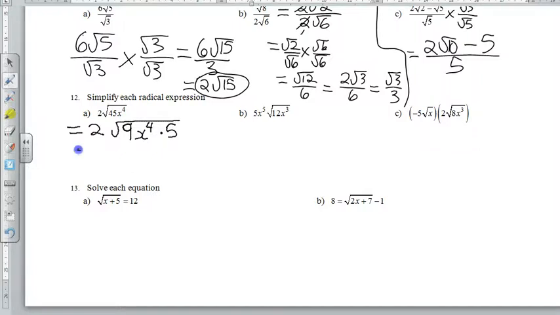So now I'm going to split that out too, and I'm going to write the stuff that has a square root separate. So I'm going to write it as the root of 9x to the fourth times the root of 5. And what's the root of 9x to the fourth?